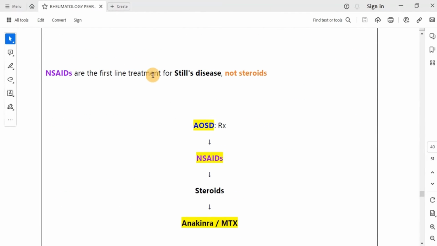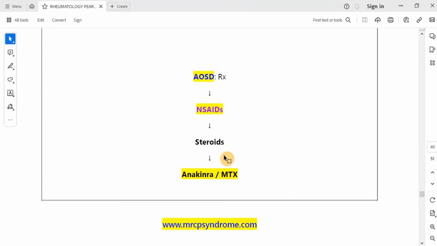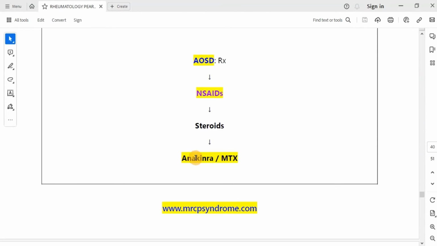NSAIDs are the first line treatment for Still's disease, not the steroids. So step 1 or first line is NSAIDs. Second line is the addition of steroids. And a later line may be a DMARD like methotrexate, but the definitive management is anakinra or canakinumab, and they are interleukin-1 inhibitors. Anakinra is more commonly used in adult onset Still's disease, and canakinumab is more commonly used in resistant cases of gout.